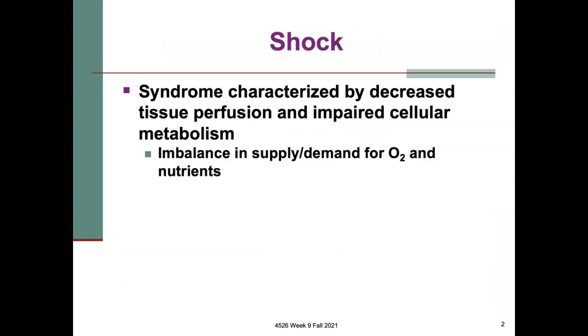So let's think back to the cellular level. At the cellular level, we have the exchange of oxygen and nutrients, and that is essential to life. When a cell experiences a state of hypoperfusion, as in shock, the demand for oxygen and nutrients exceeds the supply at the microcirculatory level. And so shock is characterized by decreased tissue perfusion and impaired cellular metabolism, which is essential to life. So there's an imbalance in the supply and demand for oxygen and nutrients.